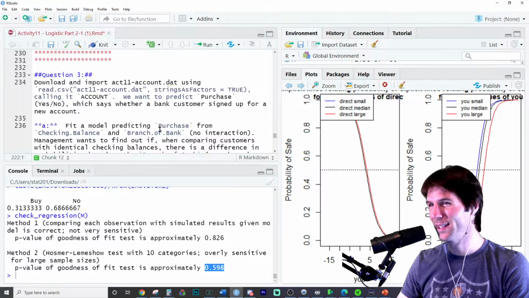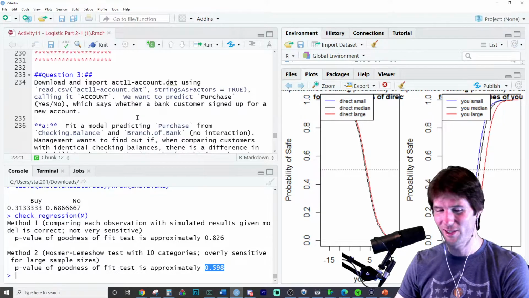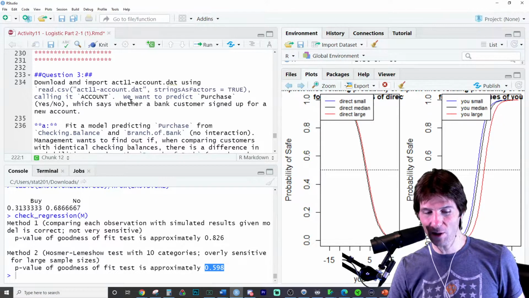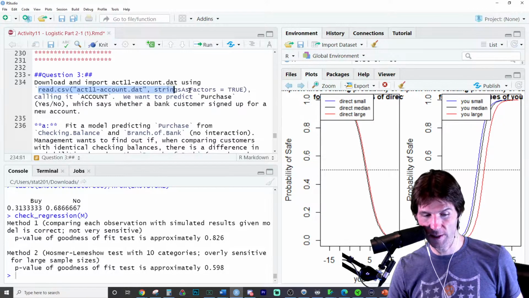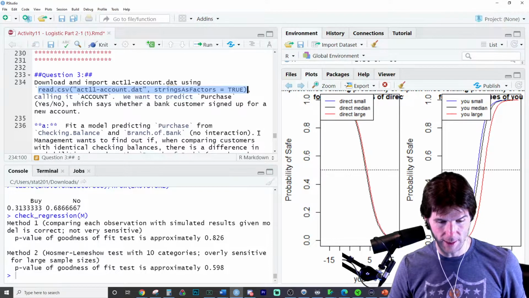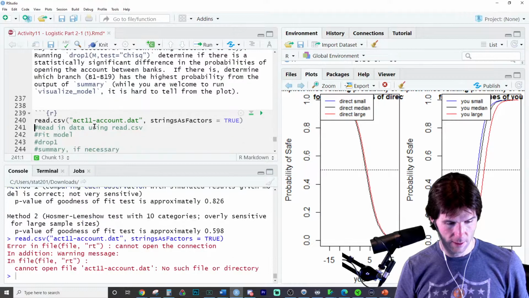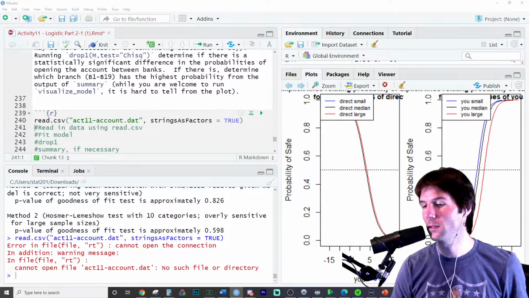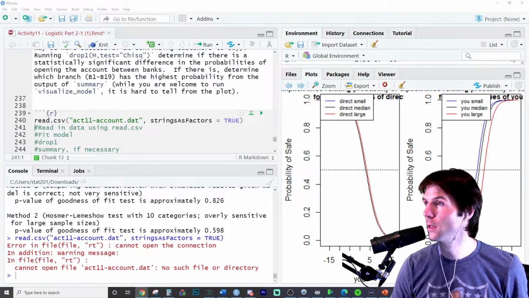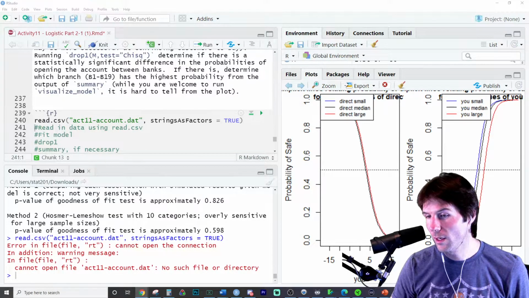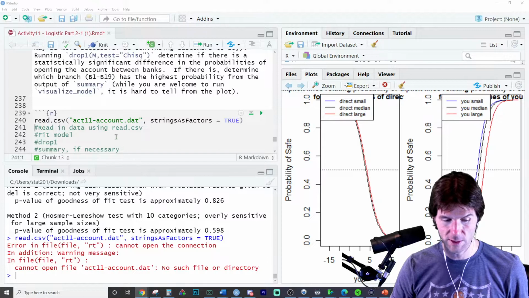Download and import the account data. I think I have this downloaded. Let's double check. And call it account right here. So we're going to read CSV and save into it. Fit a model predicting. We'll go ahead and do that. Do we have it? Let me go get this file. Grabbing the file from the activity. There it is, the account. Oh, it's got like all the ones and everything after it.